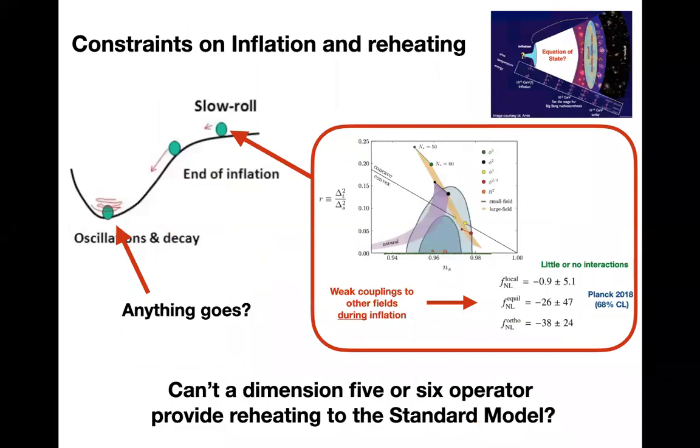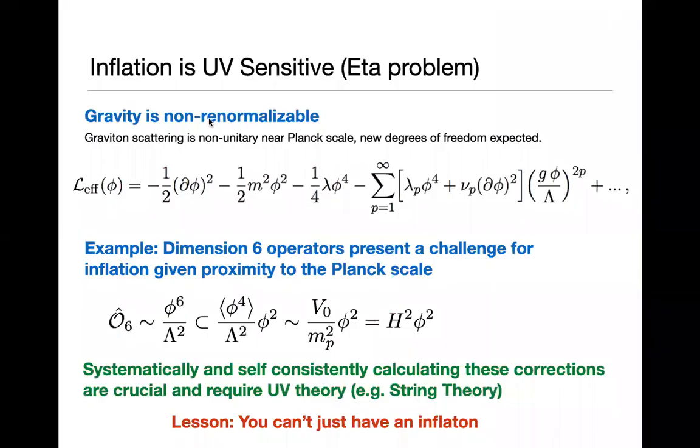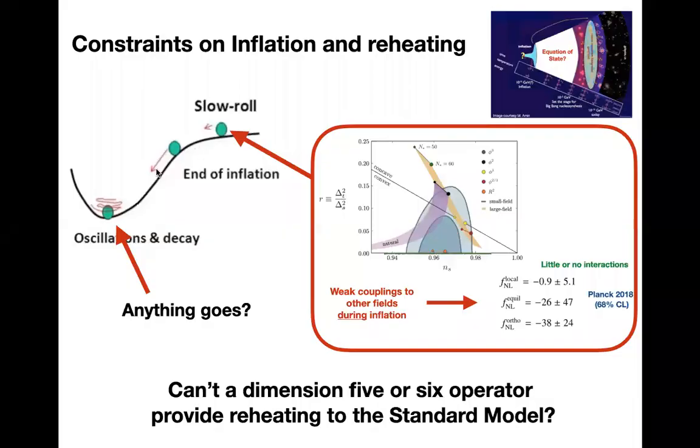Okay, so all that said, one criticism would be that everything I've really said, the constraints on inflation, the amount of interactions, the level of non-Gaussianity, is really being measured around 50, 60 e-folds before the end of inflation. And that's where these constraints are coming from. Whereas at the end of inflation, you could say that anything goes.